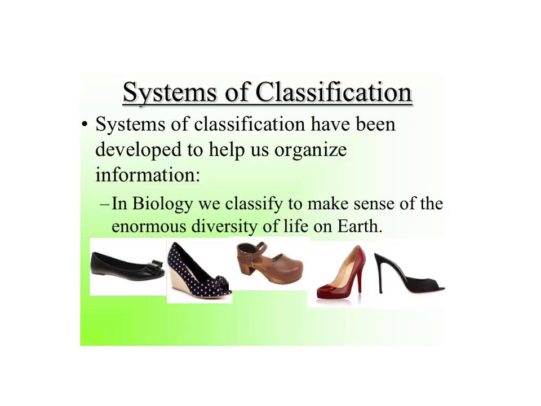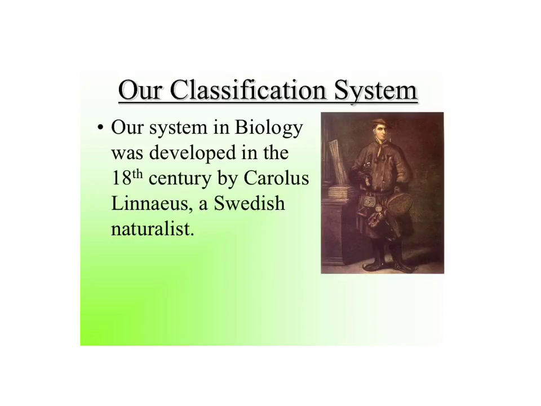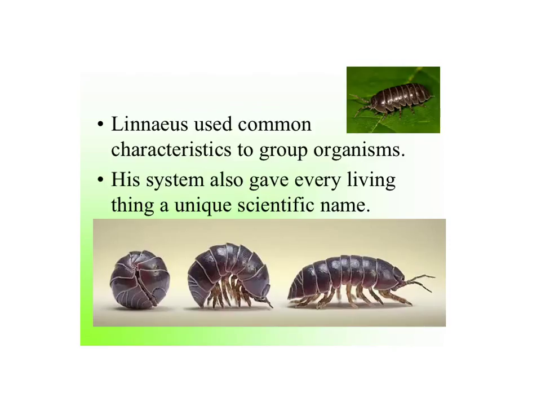And the same thing for biology. We have to be able to make sense of all these different types of life and be able to know what we're talking about. Now, the system we use for classification in biology was developed in the 18th century by the scientist Carolus Linnaeus. His original name was Carl von Linné, and then he changed his name, but he was Swedish, and he came up with the system that we still use today.